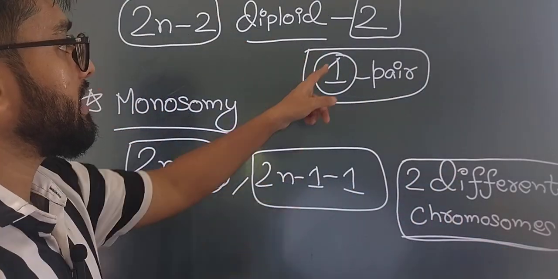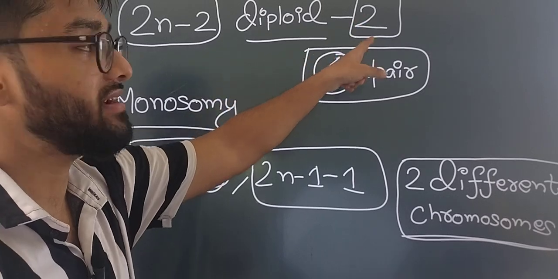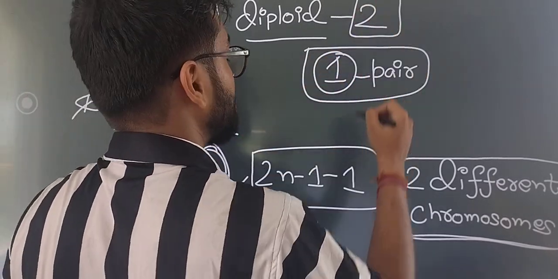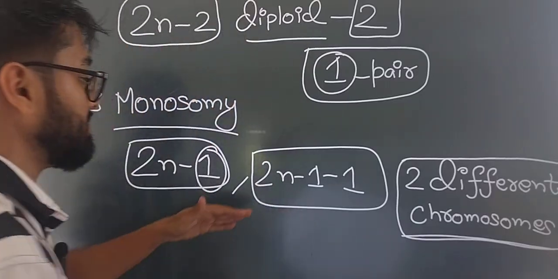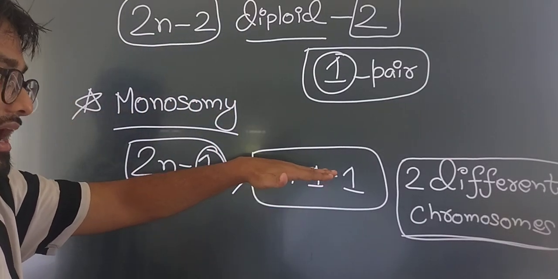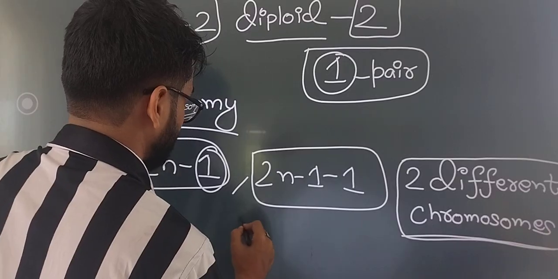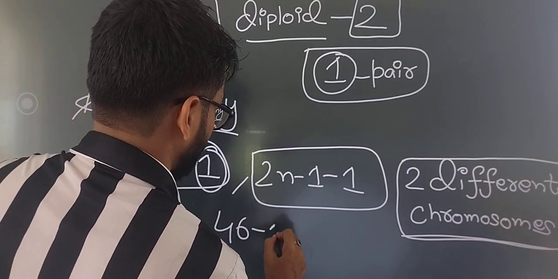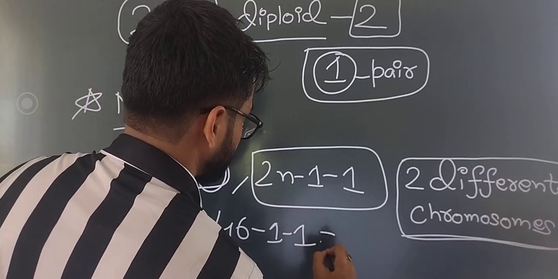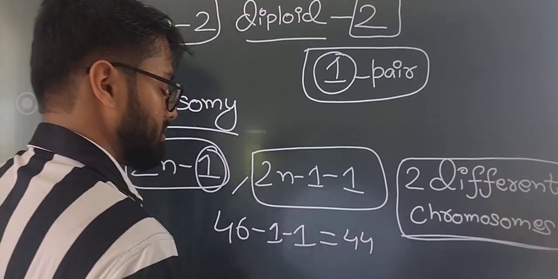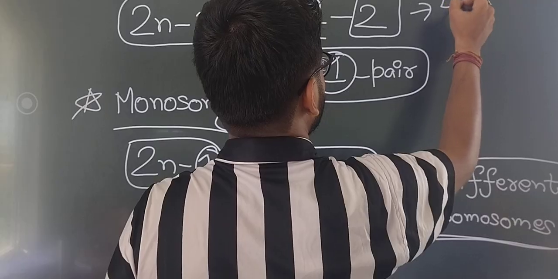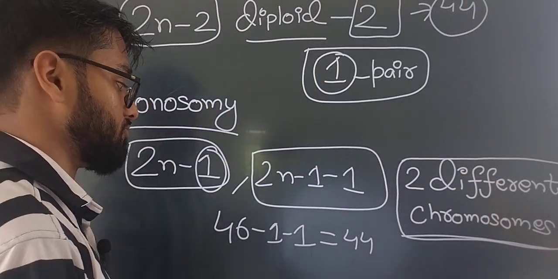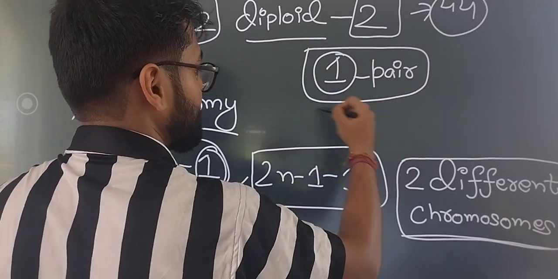Here, however, it is a single pair that is removed. That is why we have written 2. This may give you the same outcome. Let us suppose we talk about the human complement. If you remove 1 and 1, you will get 44 here, and you will also get 44 here. But the nature of how you get 44 is different, because here a pair is removed.